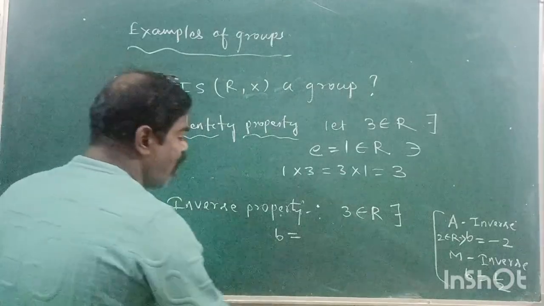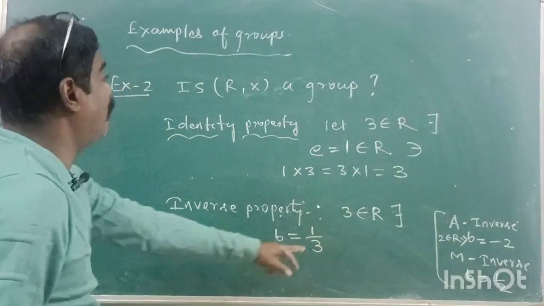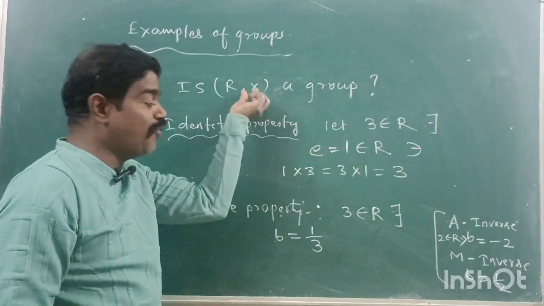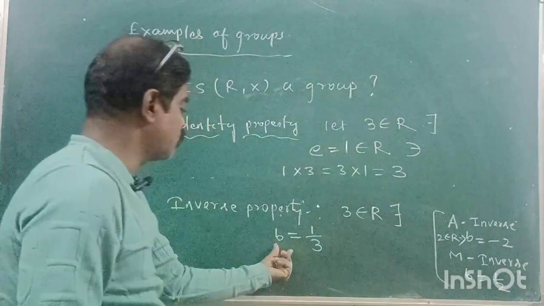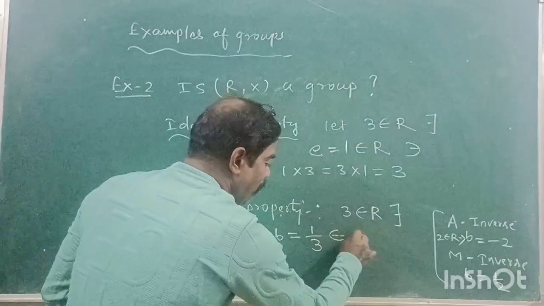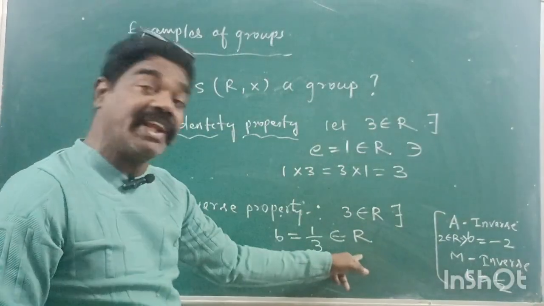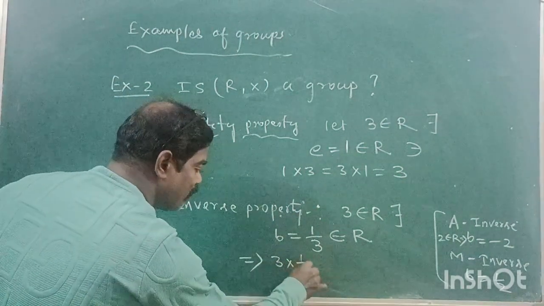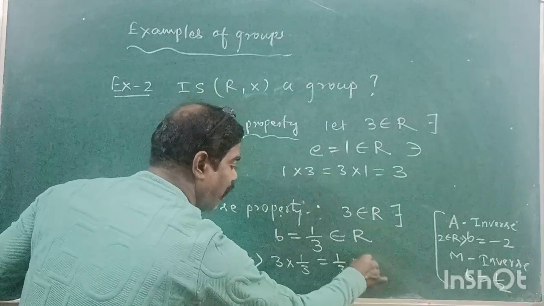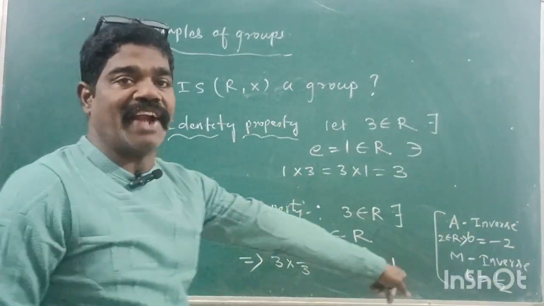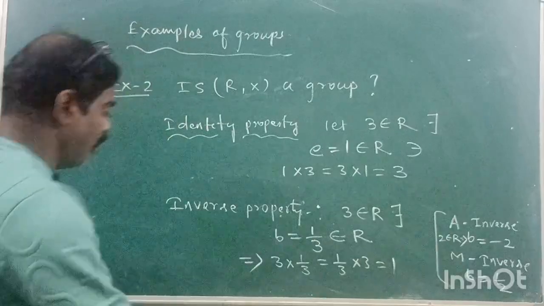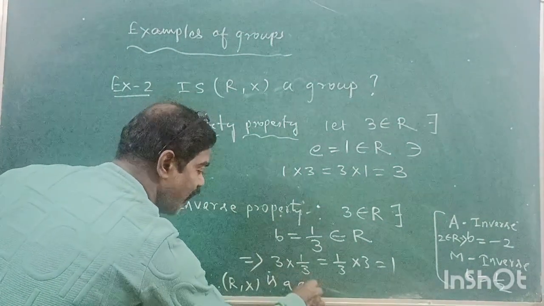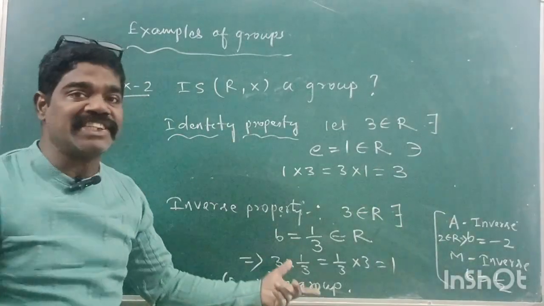Okay. B is equal to how much? 1 by 3. Why? Because the binary operation is the what? Into. So you are getting the multiplicative inverse. So B is equal to 1 by 3. Can you tell me, does 1 by 3 belong to R or not? Yes. This implies 3 into 1 by 3 is equal to 1 by 3 into 3 is equal to how much? 1. Condition satisfied. Right or not? Therefore, R comma into is a what? Is a group. Have you understood? No doubt.